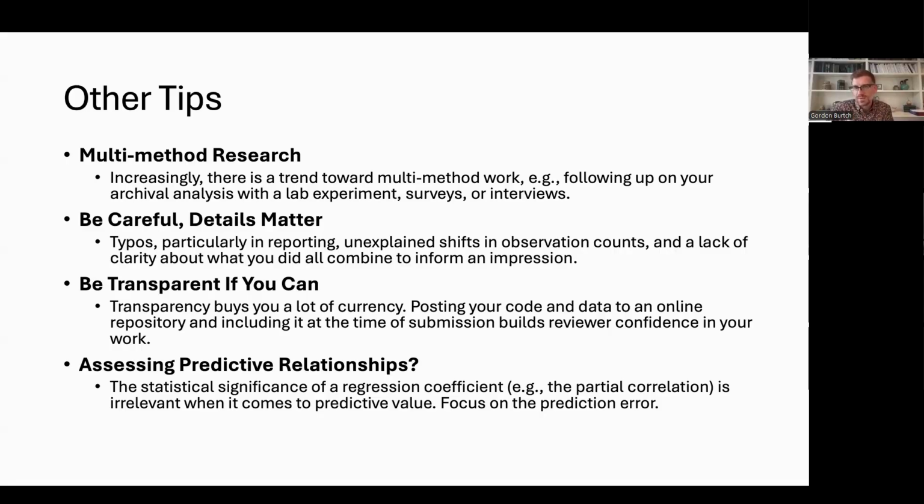Be careful because details are very important. If there are a lot of typos, or unexplained things going on in the regression tables, like observation counts shifting around, if it happens too much, then people can start to get concerned about sloppiness, and then they wonder, well, maybe you're sloppy in your research too, and it makes me less convinced about what's going on. So this is a death by a thousand paper cuts kind of situation.